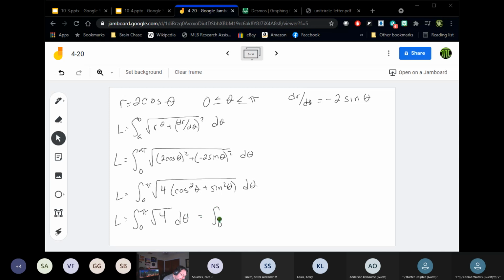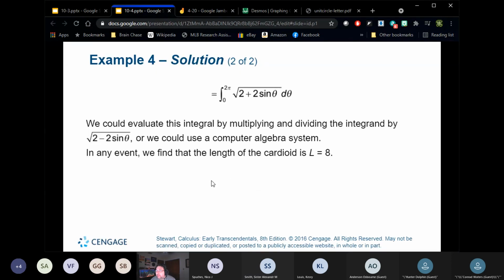So I'm doing the integral from 0 to pi of 2. So that's 2 theta from 0 to pi. So it ends up becoming, the answer is 2 pi. So that's the arc length. Questions on that one? No. Okay. All right. That's it.